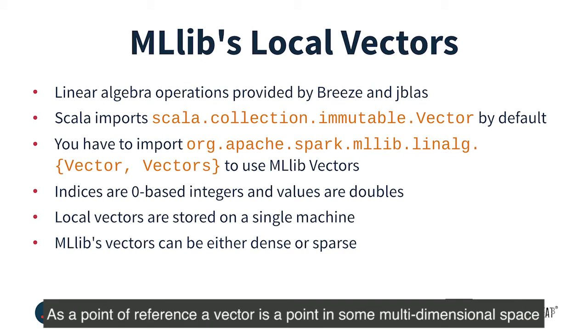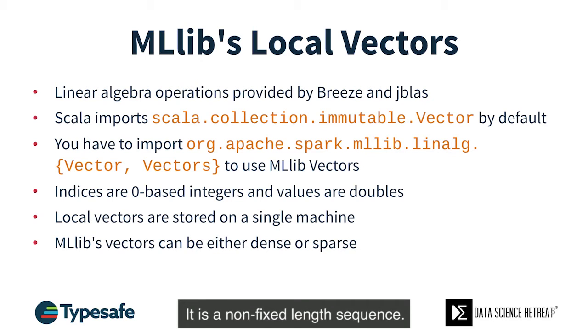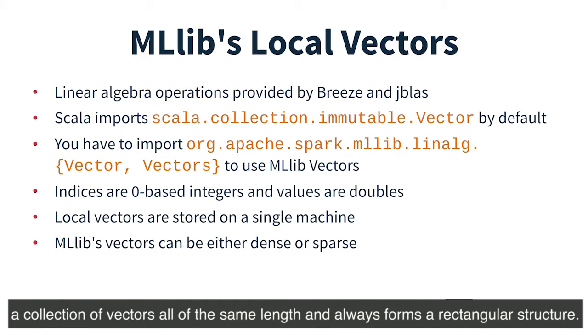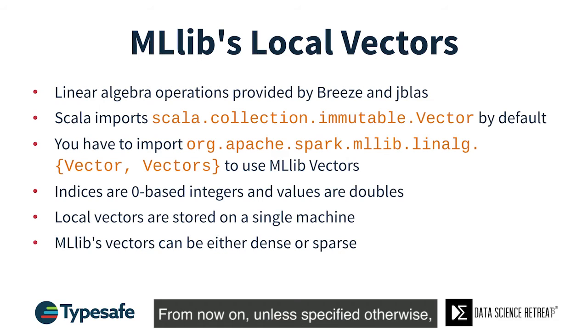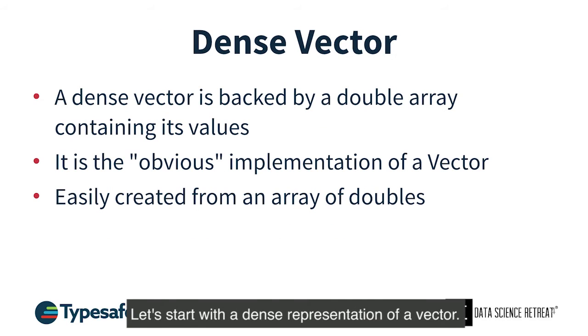As a point of reference, a vector is a point in some multidimensional space where the dimension is the number of elements in a vector. It is a non-fixed length sequence. A matrix is a two-dimensional array, n by m, a collection of vectors, all of the same length, and always forms a rectangular structure. From now on, unless specified otherwise, every reference to vector must be understood as a reference to the MLlib's implementation. Let's start with a dense representation of a vector.